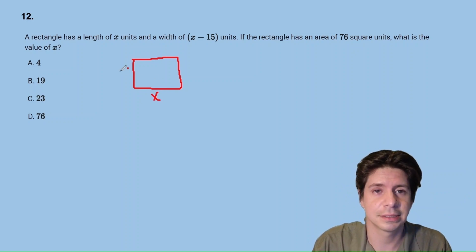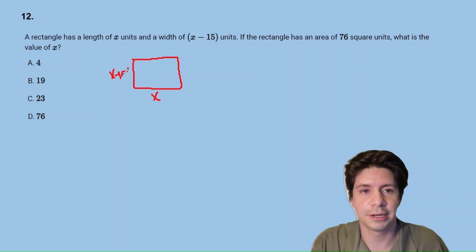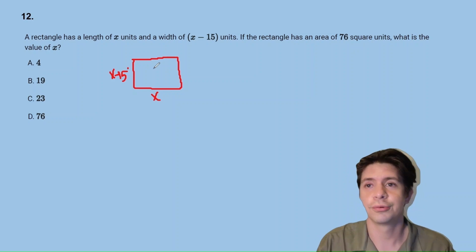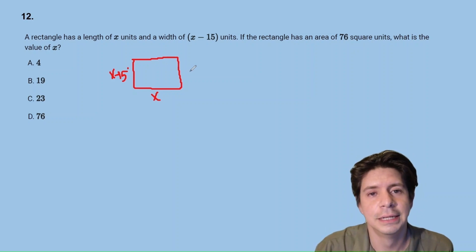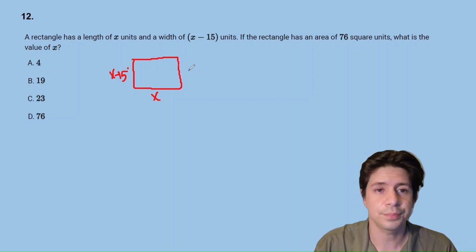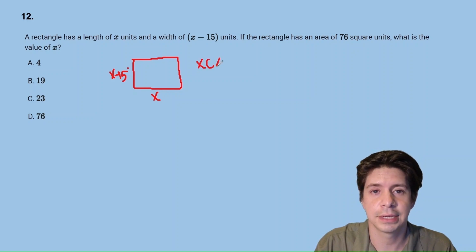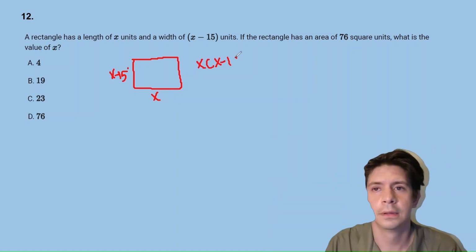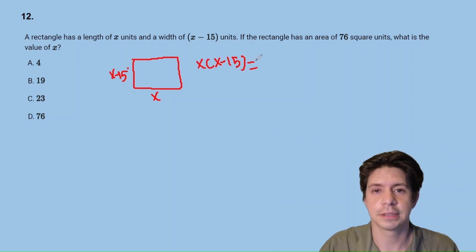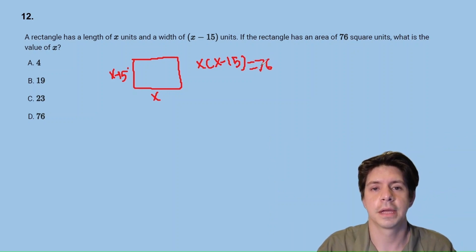So that means this is x. This is x minus 15. Again, don't need to write this out just because I'm writing it out. I'm doing this so that people who maybe are confused have more to look at. So this is the area. Area of a rectangle is the two numbers multiplied together, right? The two dimensions. So we're going to have x times x minus 15 equals 76, right? Okay, so now when we distribute, we get x squared minus 15x equals 76.